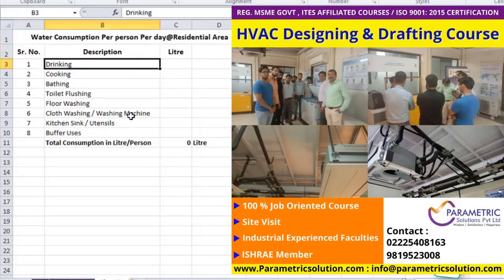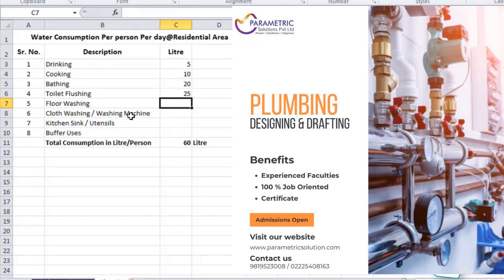If a single person is drinking water, that will be 5 liter, and if he is cooking, that will be 10 liter. For bathing, there will be 1 bucket, and 1 bucket is equal to 20 liter. If it is toilet flushing, that will be 25 liter. The average toilet flushing per person is 25 liter. A huge amount of water is always wasted in toilet flushing, so that's why I have taken it as 25 liter. Floor washing, I'll assume as 15 liter.